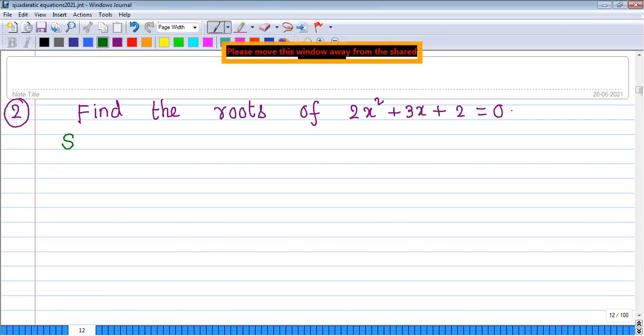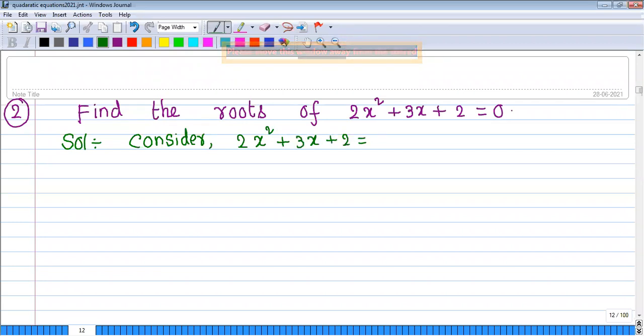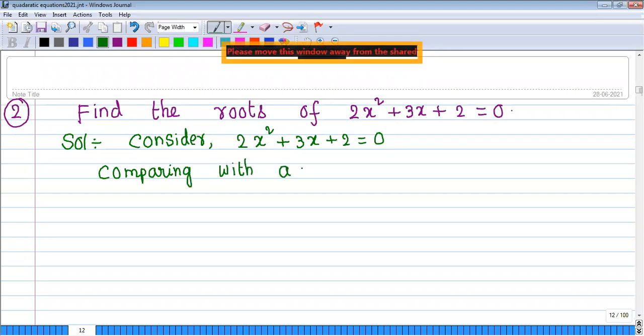See now the solution, what shall we do? Consider 2x square plus 3x plus 2 equals to 0. Comparing with the general form, ax square plus bx plus c equals to 0.